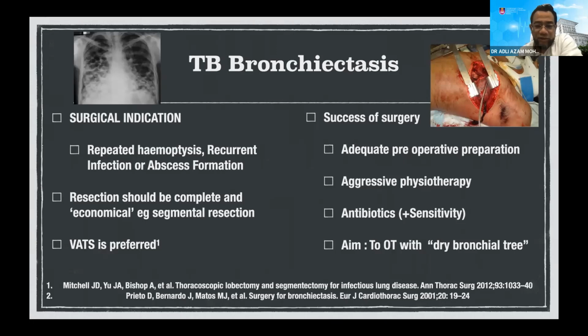Of course, in this current era, VATS is preferred because the technology, the skill, and the progress and development in VATS are rather rapid, and VATS is always preferred in most thoracic surgery. And of course, success of surgery in TB bronchiectasis is supported by adequate preoperative preparation with aggressive physiotherapy, correct antibiotics plus sensitivity, and aiming to go to OT with a dry bronchial tree. A wet bronchial tree is always a common problem and a difficult thing for the surgeon to manage.